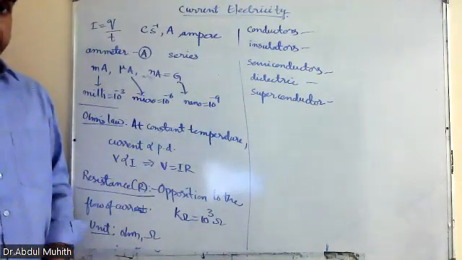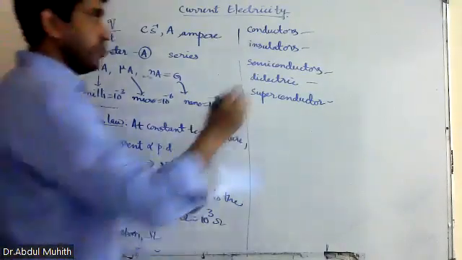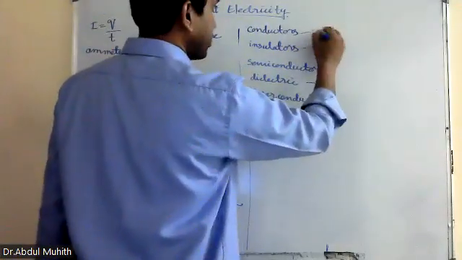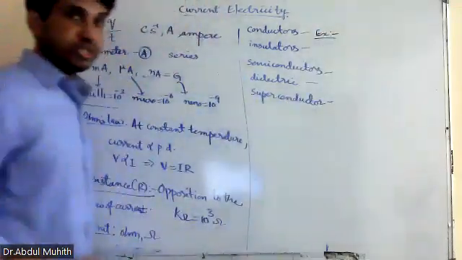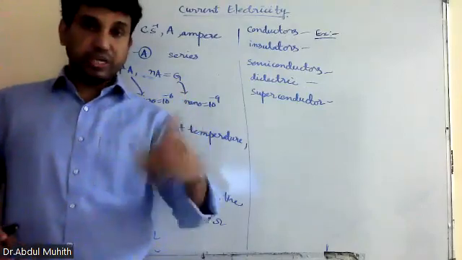Conductors. Examples: silver, copper. You have to be a little faster because I need to do 3 derivations of drift velocity, which is very, very important. Out of 3 derivations, 1 will definitely come in the exam. So I need to be faster.